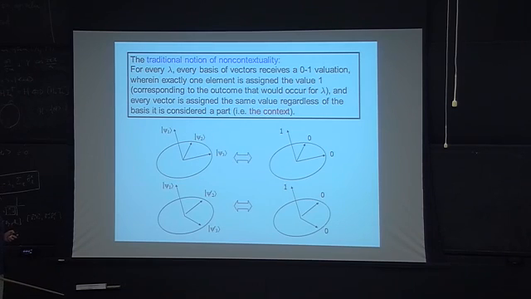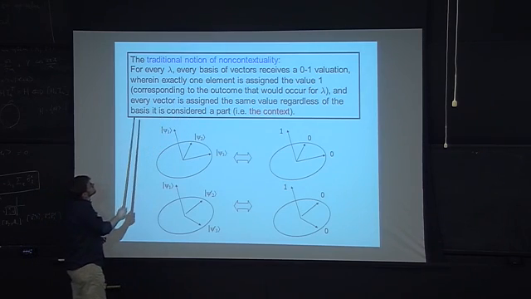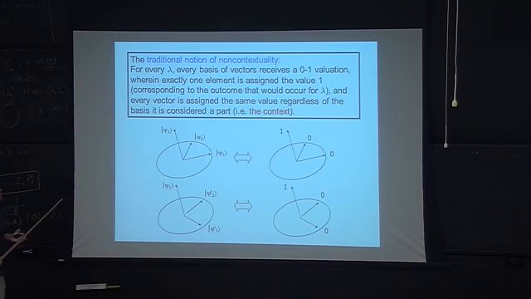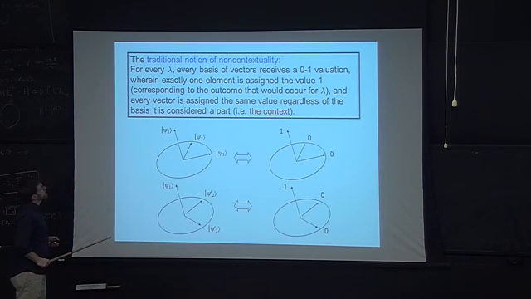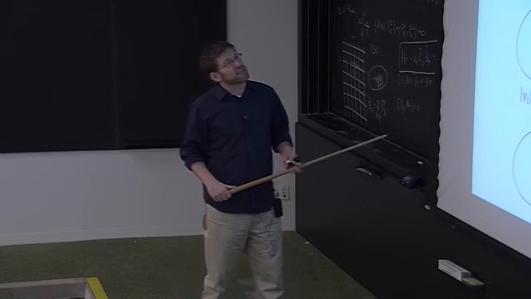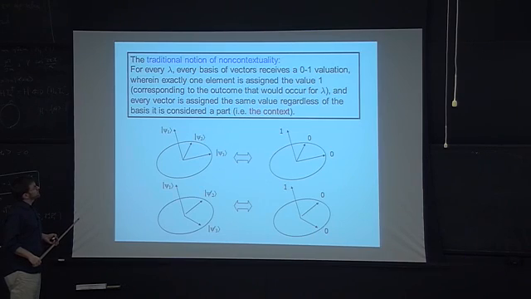Here's a slightly different way of describing it, which is, again, a bit more standard for the older literature. For every ontic state and every basis of vectors, so every measurement in quantum theory, should receive a 0-1 valuation. So that just means an assignment of zeros and ones to every vector, wherein exactly one element is assigned the value 1, and that element corresponds to the outcome that would occur if you did that measurement and the ontic state was lambda. Every vector is assigned the same value regardless of the basis it's considered a part of.